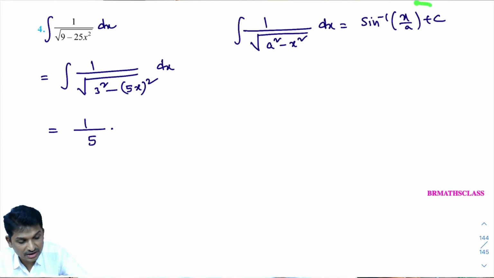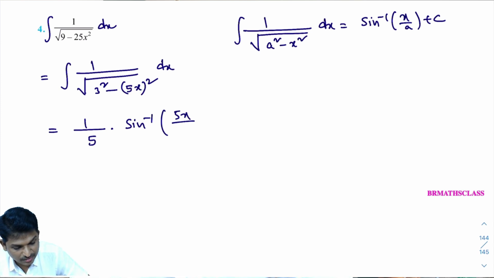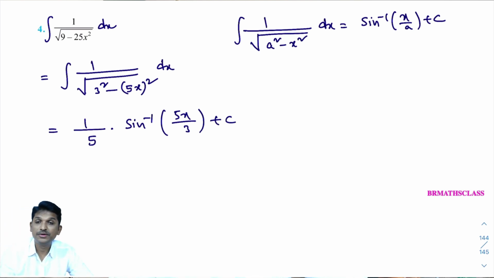Now start writing this formula. What is this formula? Sine inverse of x. What is x? X is 5x. 5x divided by a. What is a here? A is 3. So it is 5x divided by 3 plus c. I hope you understand this class.